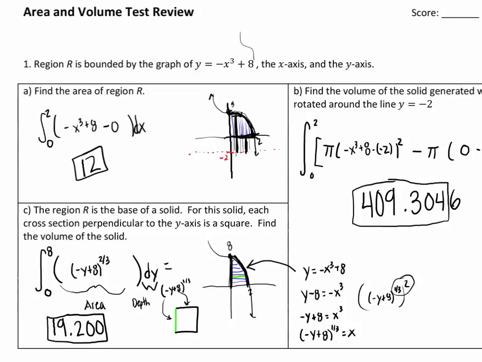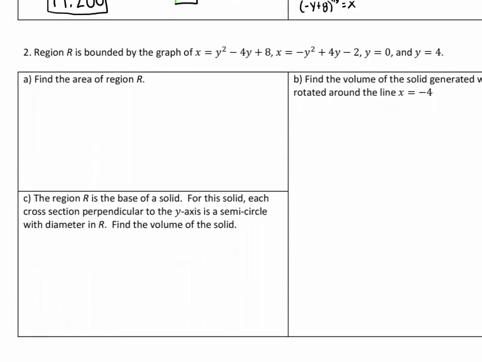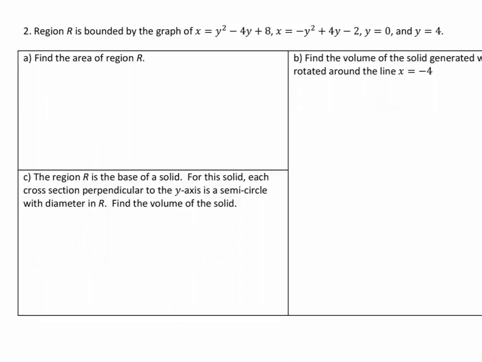All right, so let's take a look at question number 2, part A. Region R is bounded by the graphs of x equals y squared minus 4y plus 8, x equals negative y squared plus 4y minus 2, y equals 0, and y equals 4.